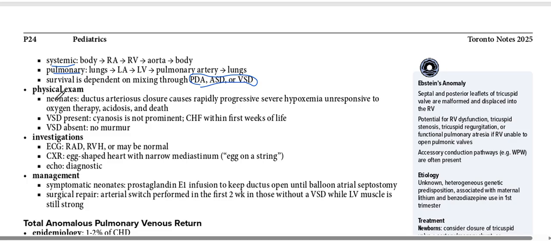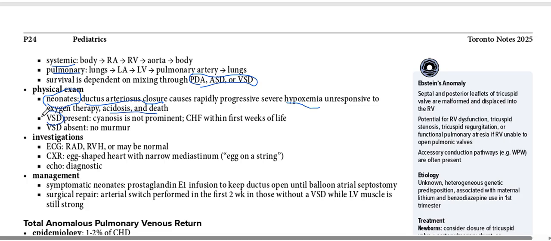On physical examination in neonates, ductus arteriosus closure causes rapidly progressing severe hypoxemia, unresponsive to oxygen therapy, acidosis, and death. So in neonates, what will happen if there is rapid closure of the ductus arteriosus? Rapid closure causes progressive severe hypoxemia, unresponsive to oxygen, acidosis, and death.